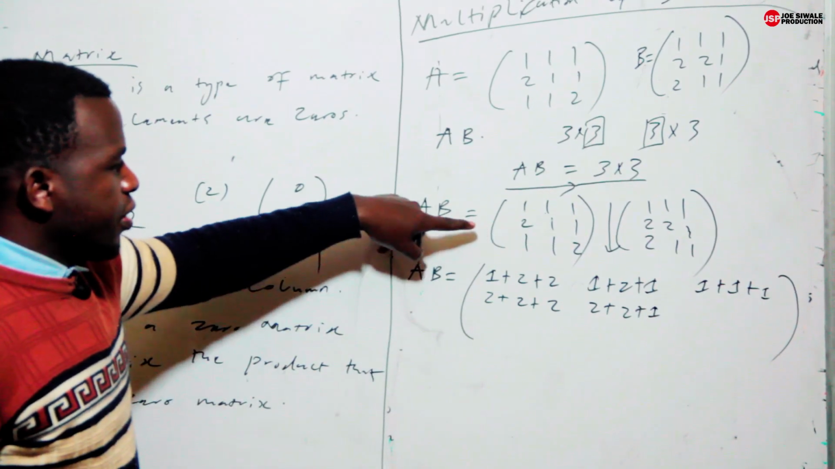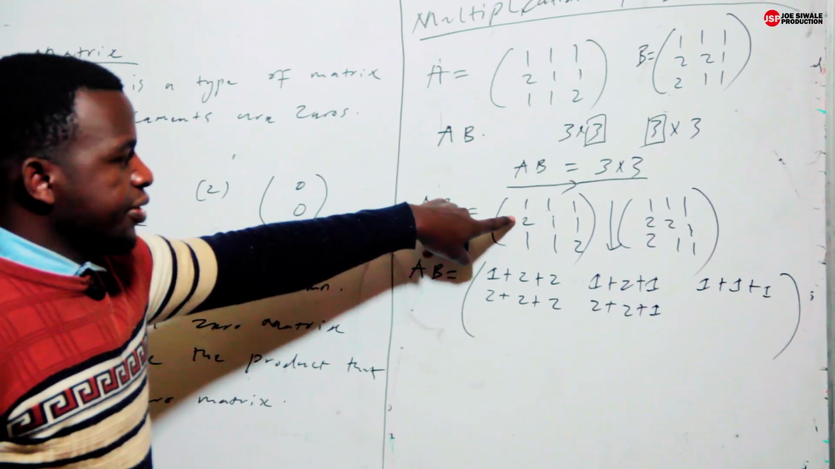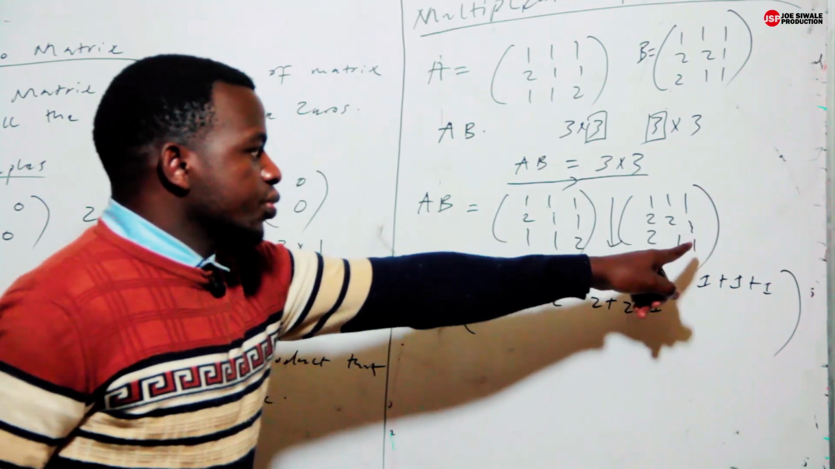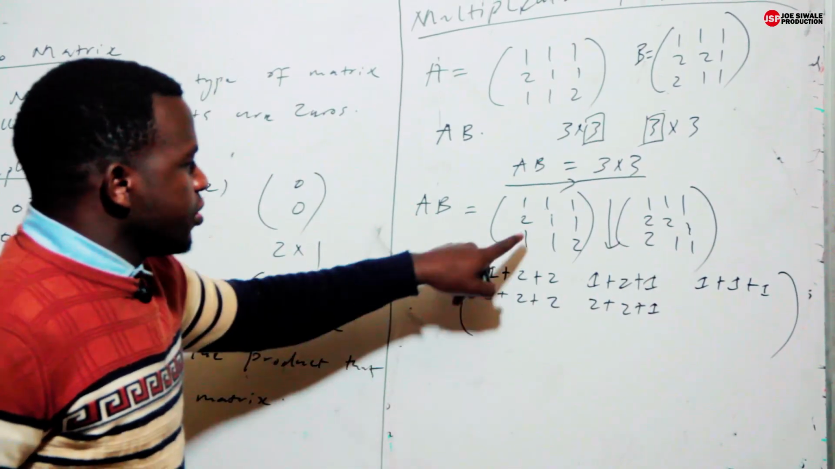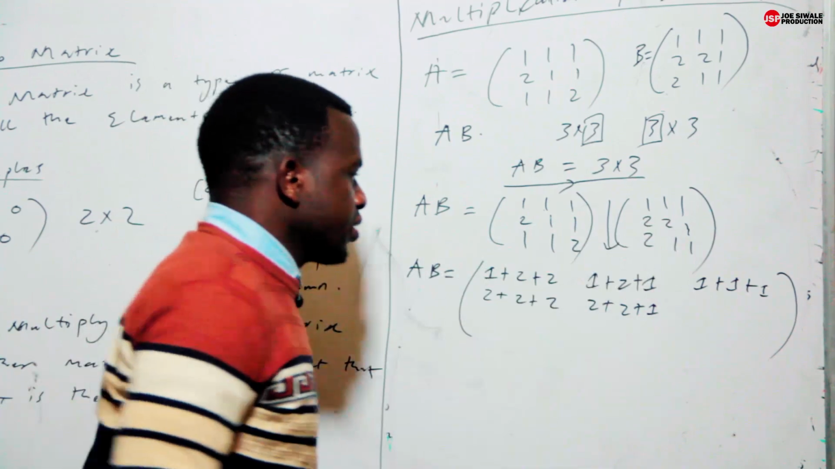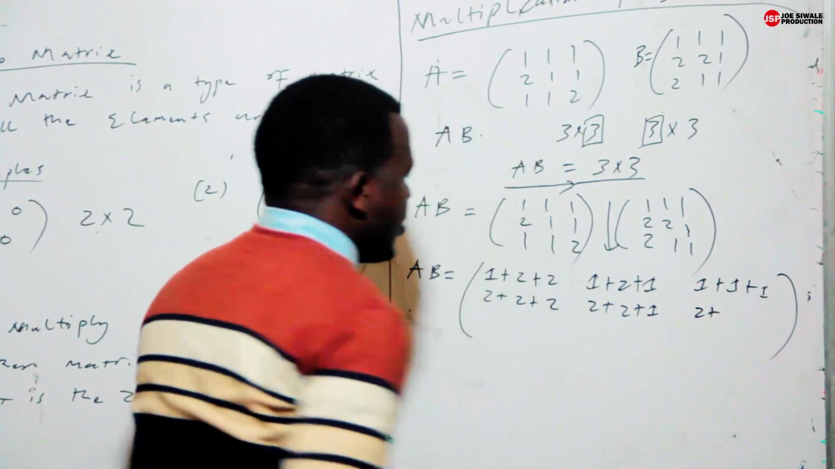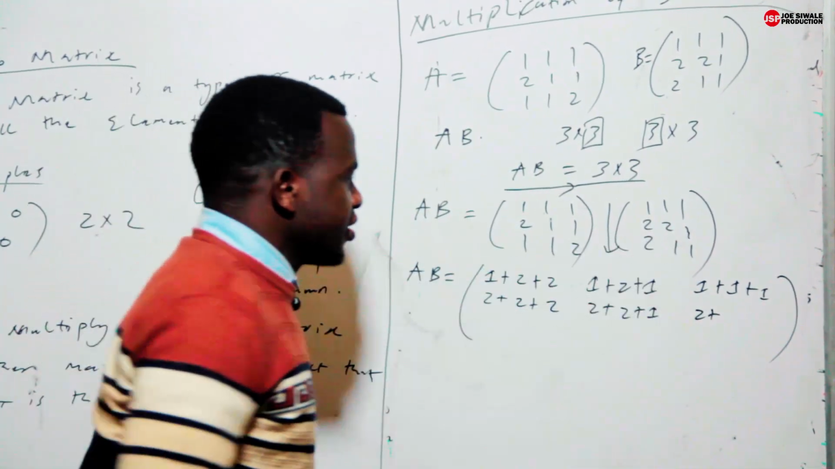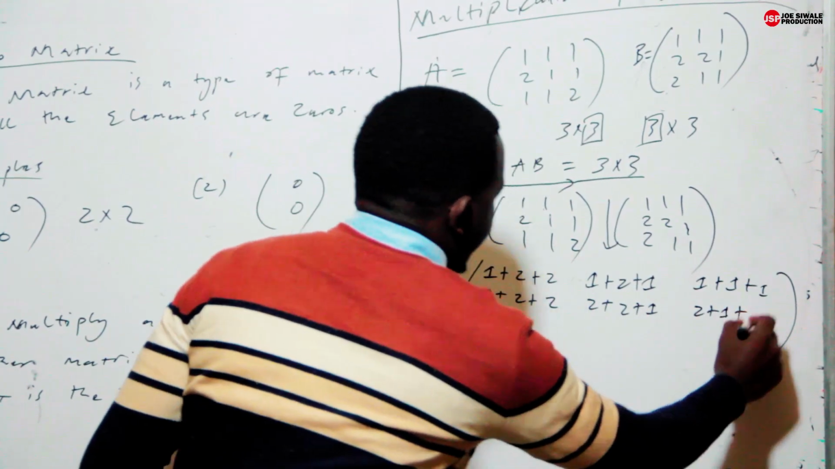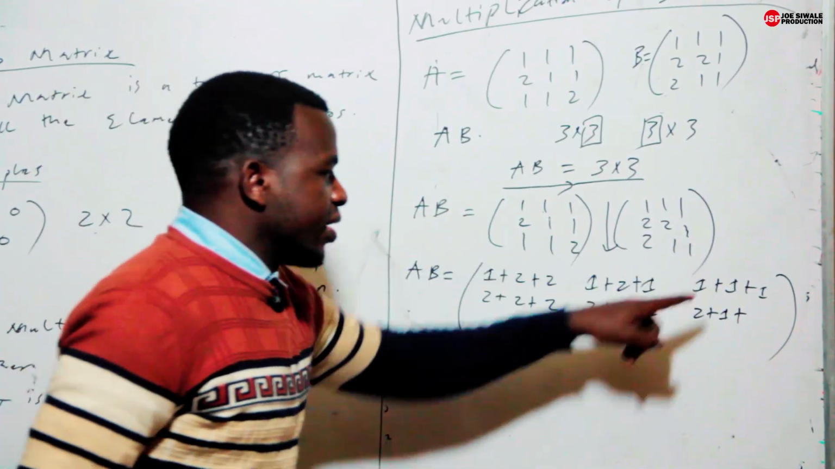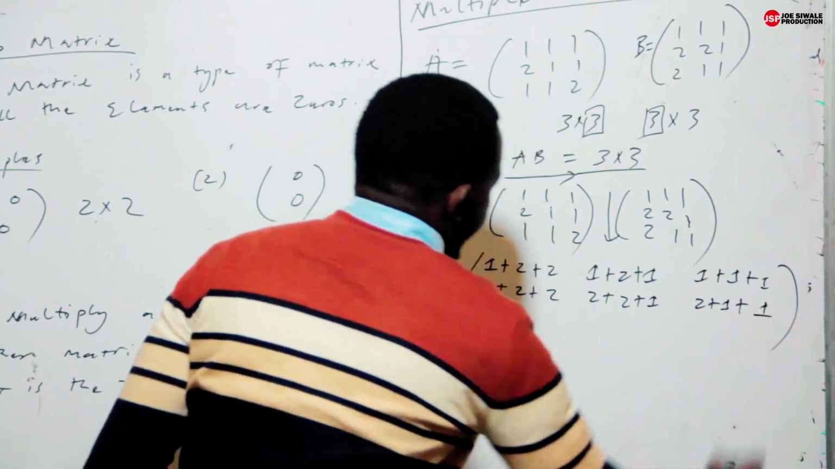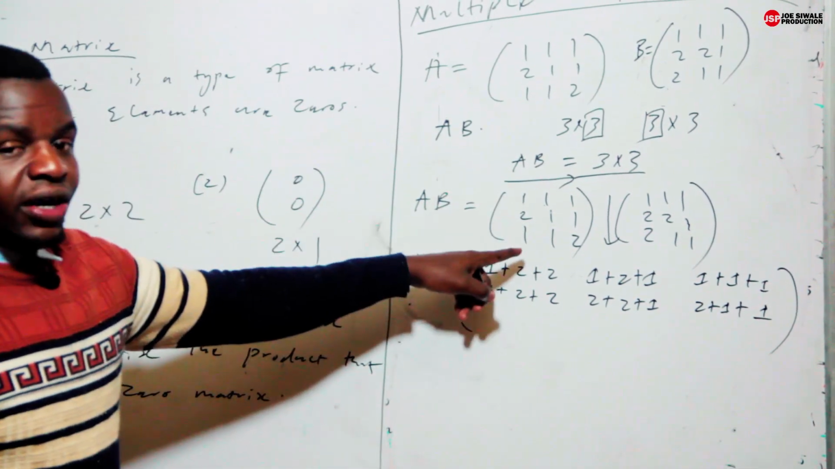Then we're going to continue with our second row, and we're going to go to our third column. So I'll say 2 multiplied by 1, getting 2, plus 1 multiplied by 1, getting 1, plus 1 multiplied by 1, we're getting 1.